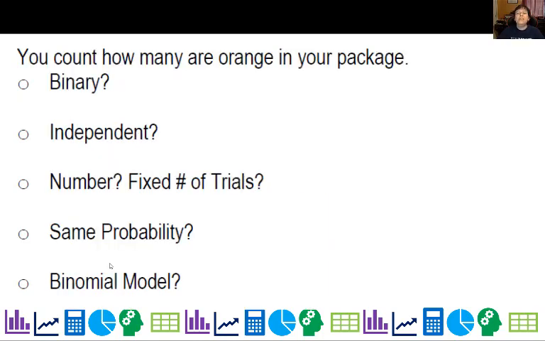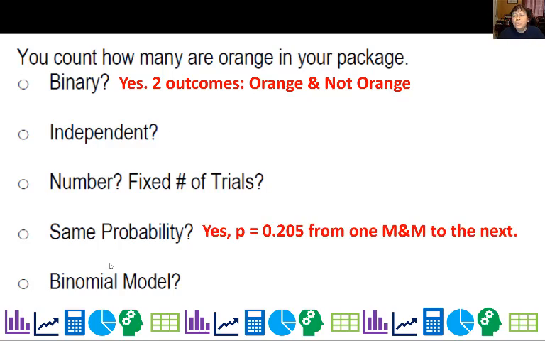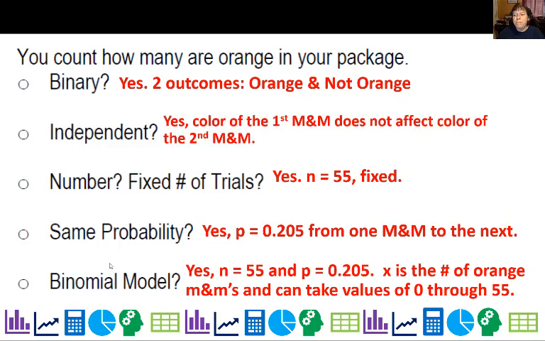How about you just count how many are orange in the package? All right. Is it binary? Yes. All right. And I'm going to go in a different order again. Are the probabilities the same? Honestly, these are very related. Same probability and independent. For me, I would just kind of lump them together, but we're going to use BINS. So let's go for it. All right. Yeah, P is 0.205 from one M&M to the next for it being orange. Okay. We do have a fixed number of trials. And we can use a binomial model because it's also independent. The color of the first M&M doesn't affect the color of the second M&M. All those M&Ms that went into that package, every one of them had a 20.5% chance of being orange.